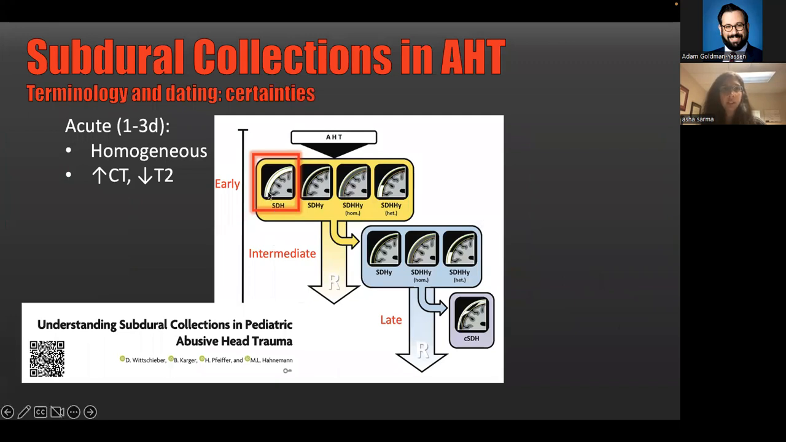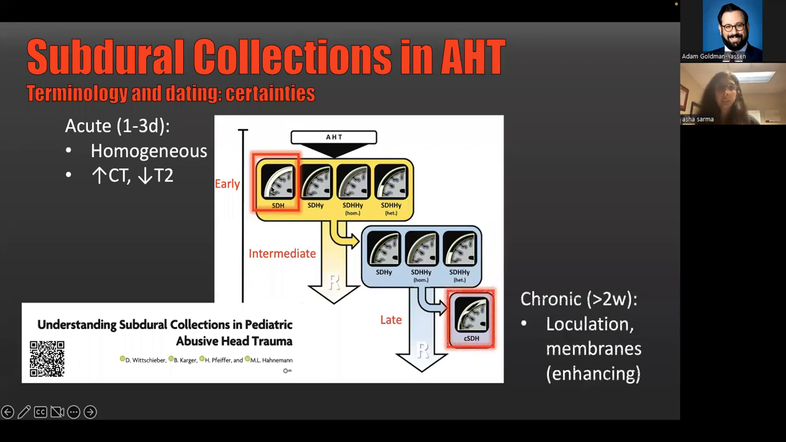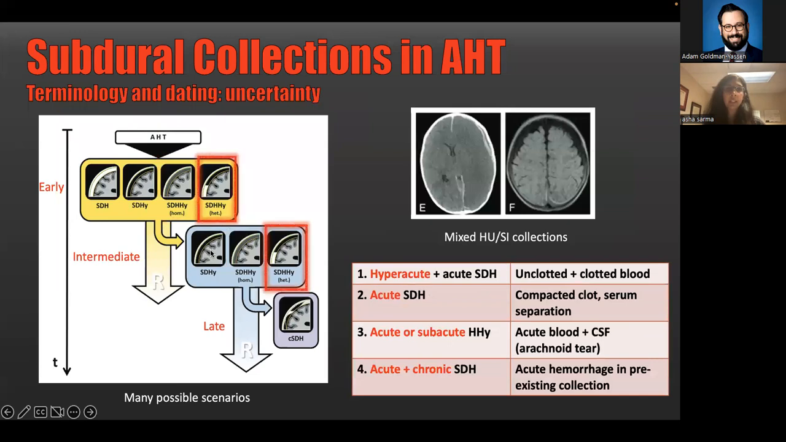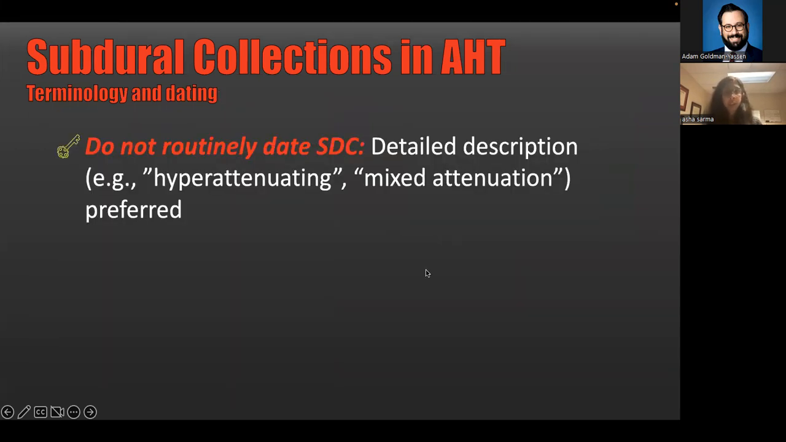So you can confidently date those homogeneous subdurals with hyperdense appearance on CT or hypointense T2 signal on MR within the last 1 to 3 days. The chronic ones with low accumulation and membranes, which may be enhancing if you were to give gad, those are chronic. But these hematohygromas, which are homogeneous, I'm not going to go through all of these now, but you can see that there are 5 different scenarios that they give that could produce this appearance. So dating is uncertain. Same with these heterogeneous ones, 4 different scenarios that they give.